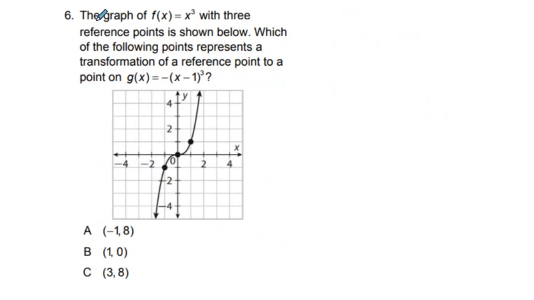6. The graph of f of x equals x cubed with 3 reference points is shown below. Which of the following points represents a transformation of reference point to a point on g of x equals negative quantity x minus 1 cubed? And so what we're doing is, if we take this one right here, our h is equal to 1, which means that we are translating this inflection point 1 unit to the right. And so this original reference point becomes 1, 0.